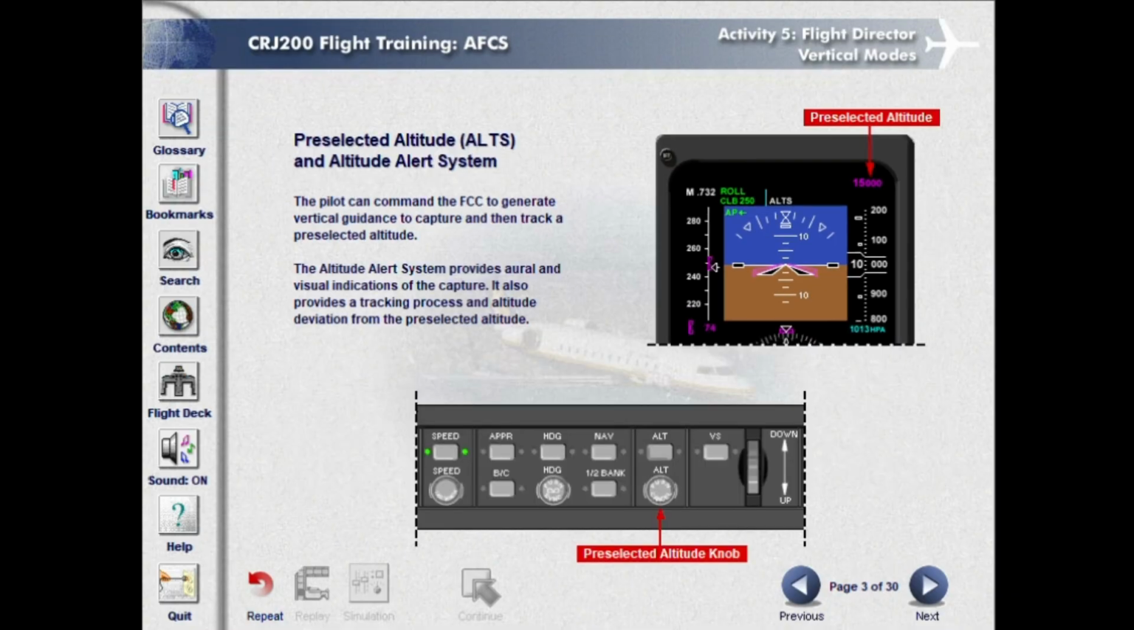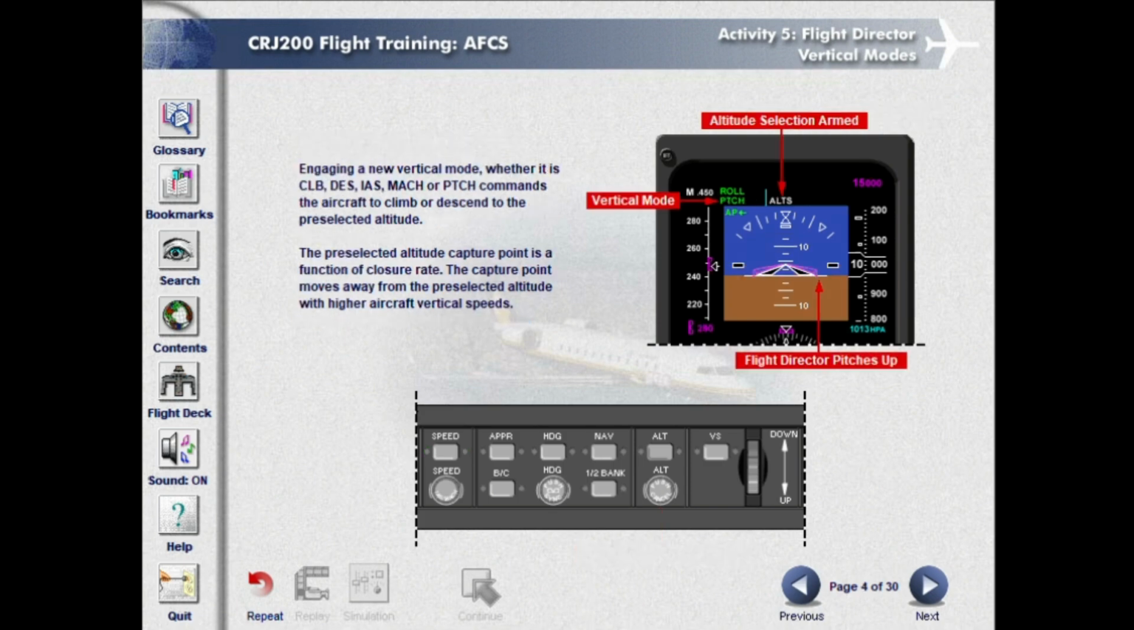Pre-selected altitude and altitude alert system. The pilot can command the FCC to generate vertical guidance to capture and then track a pre-selected altitude. The altitude alert system provides oral and visual indications of the capture. It also provides a tracking process and altitude deviation from the pre-selected altitude. Engaging a new vertical mode, whether it is climb, descent, indicated airspeed, Mach, or pitch, commands the aircraft to climb or descend to the pre-selected altitude.